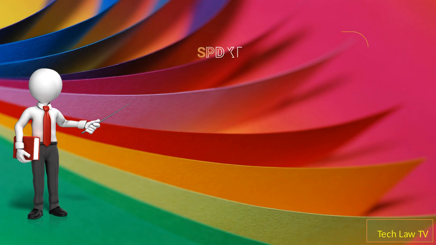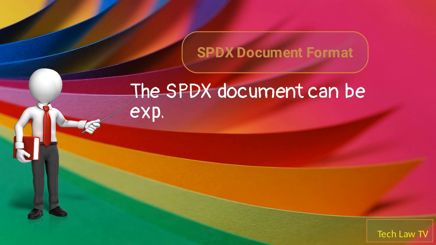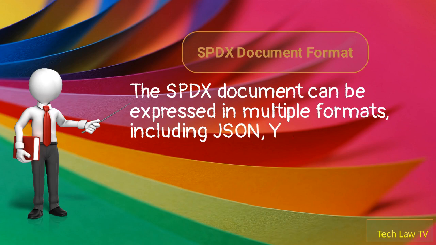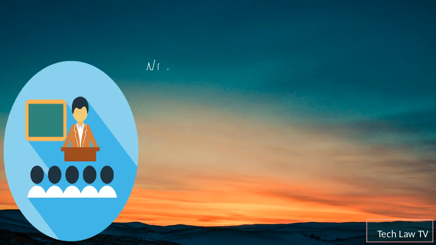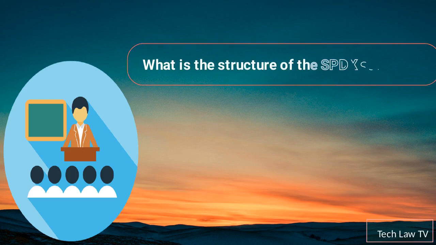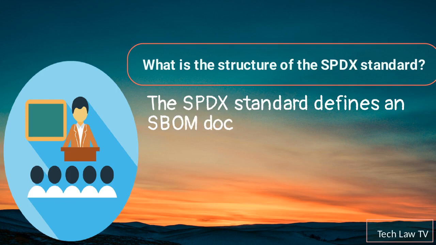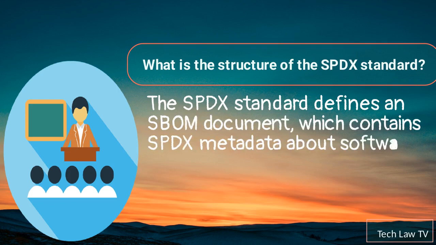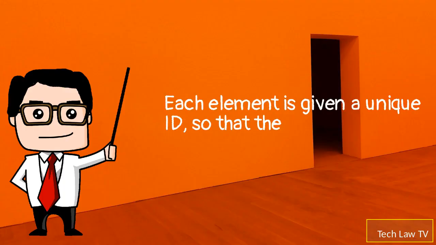What formats can the SPDX document be expressed in? The SPDX document can be expressed in multiple formats, including JSON, YAML, RDF/XML, tag value, and spreadsheet. What is the structure of the SPDX standard? The SPDX standard defines an SBOM document, which contains SPDX metadata about software. Each element is given a unique ID, so that they can reference each other.